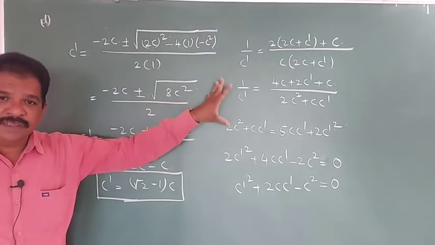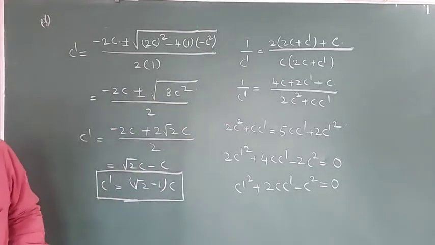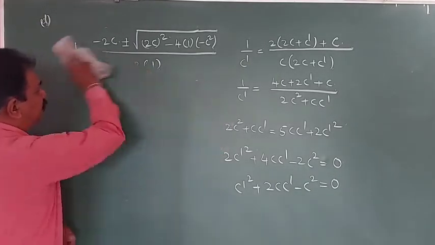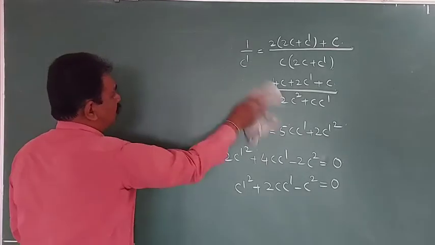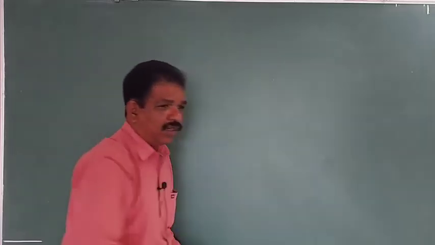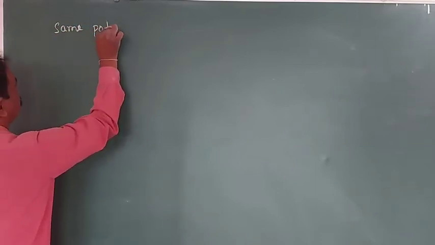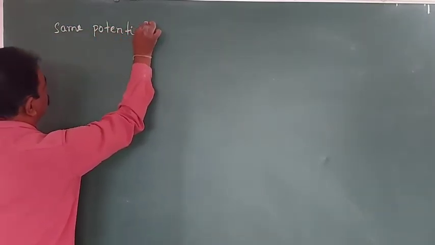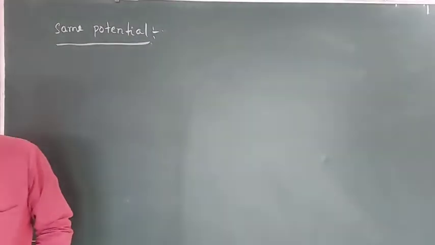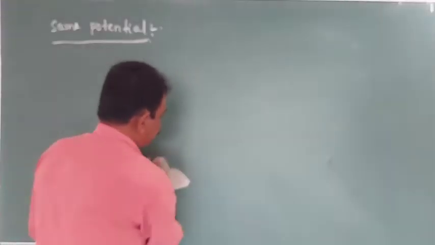Same values, same questions will be there. Next another one will be same potential. Another model will be. This will also be called the nodal method or same potential method. How to solve those problems? Let us see. Same potential. In this redundant will come. What is meant by redundant, we will discuss.